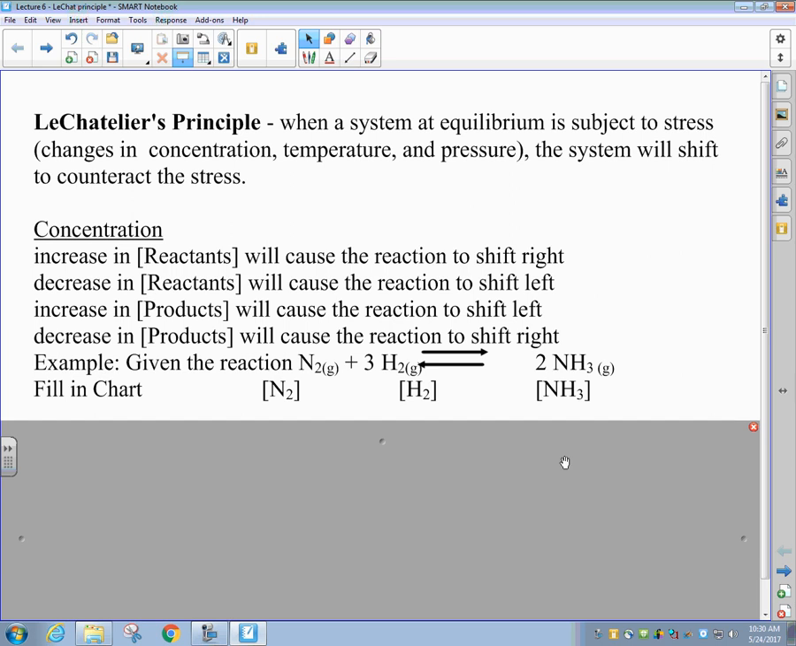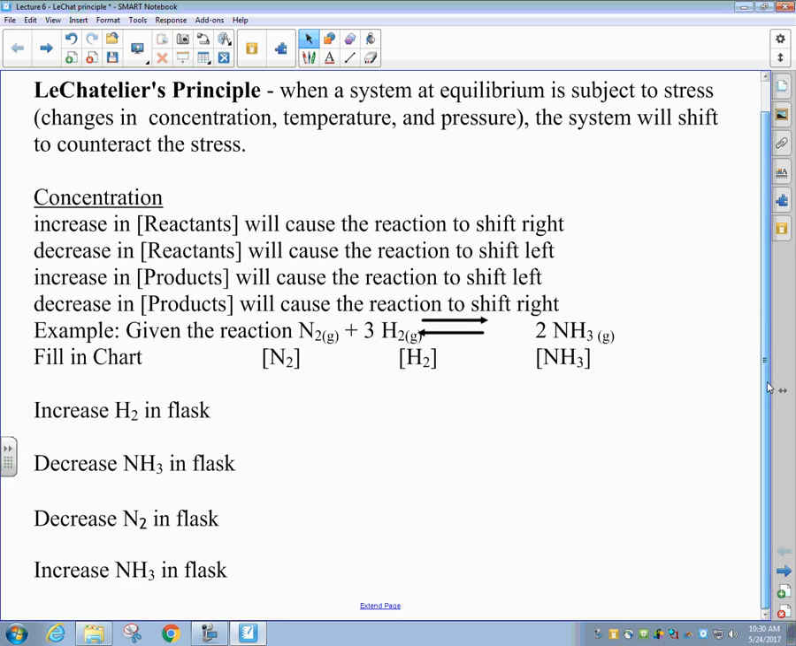Let's go ahead and look at our example. We have the Haber-Bosch process. The nitrogen combined together with hydrogen gas in an equilibrium will form ammonia gas. For example here, if we increase the hydrogen in the flask, initially the hydrogen concentration is going to go up. What that means is now we have way more hydrogen gas in our container.